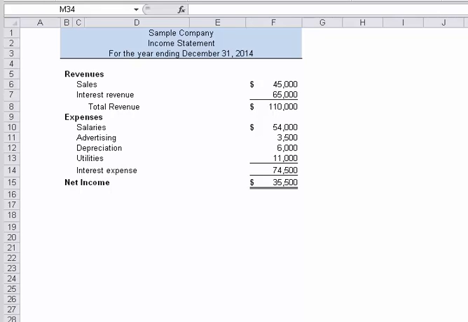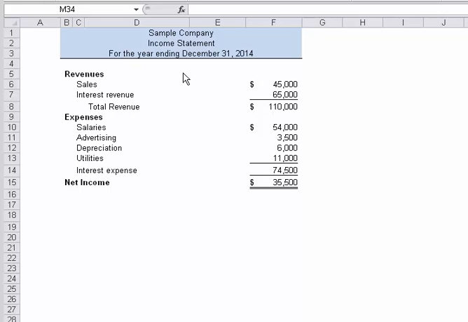Okay, hi everyone. Let's spend a little bit of time and take a look at the basic financial statements. These are the basic financial accounting statements. The first one is the income statement, and you see the title right there. It's usually the second line.